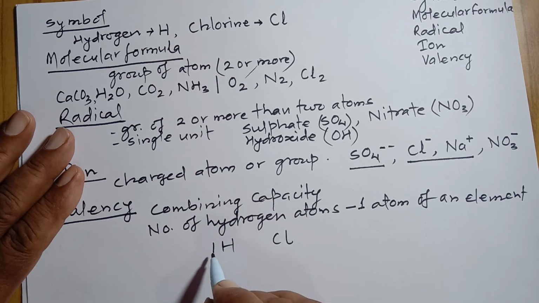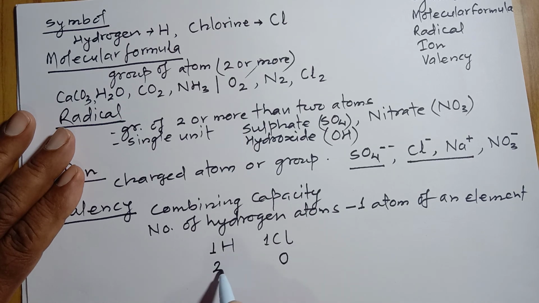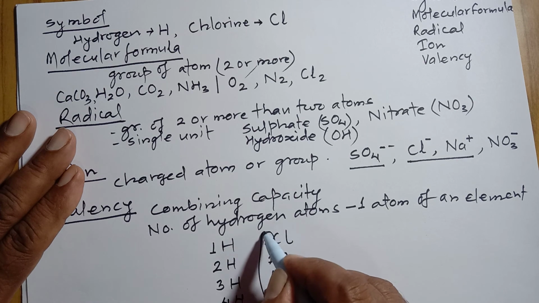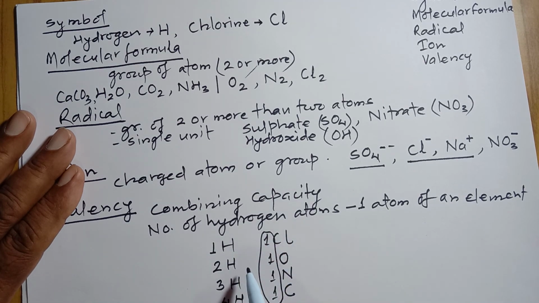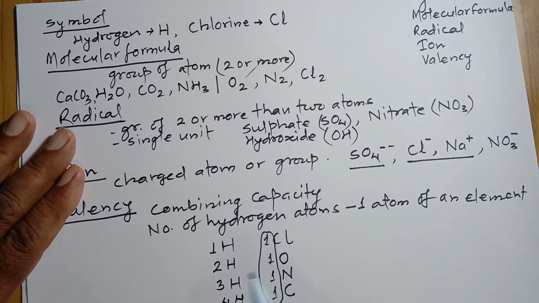Now we can take example, just for example, when hydrogen combines with chlorine, then what happens? One atom of hydrogen combines with one atom of chlorine. But when one atom of oxygen is combined with hydrogen, then it requires two atoms of hydrogen. But one atom of nitrogen, if it combines with hydrogen, then it requires three atoms of hydrogen. And carbon combines with four atoms of hydrogen.